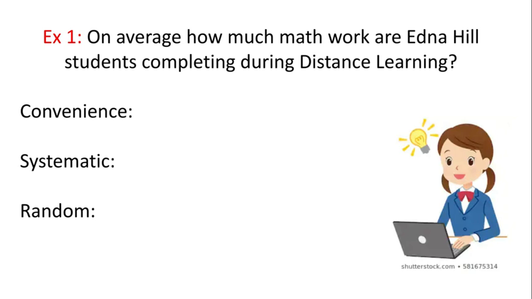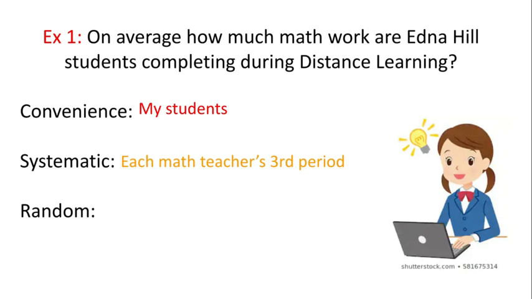A convenience sample would be if I only look at my students. That's convenient for me. I'm only looking at my class periods, my students, and looking at how much math work they've completed. Now, that's probably going to be biased because I only have 7th graders and I only have my students, which are pretty awesome.